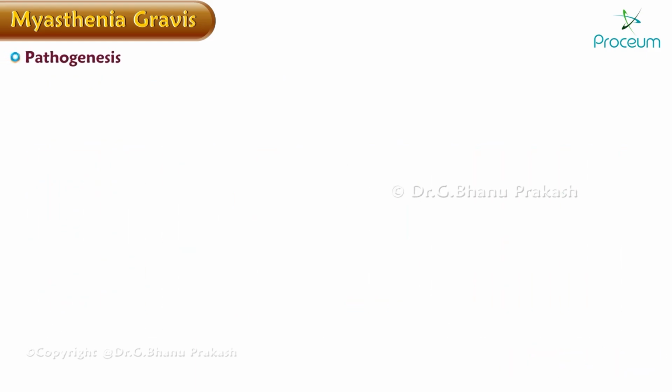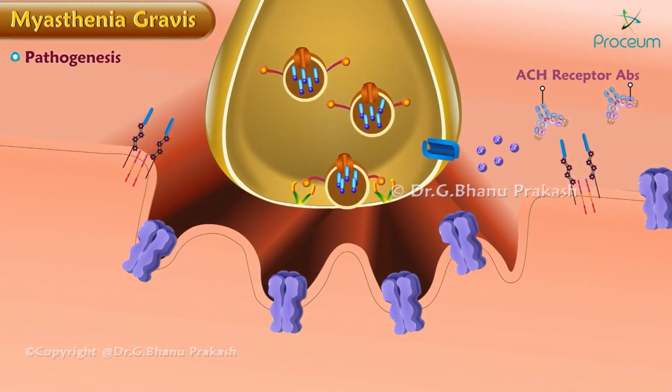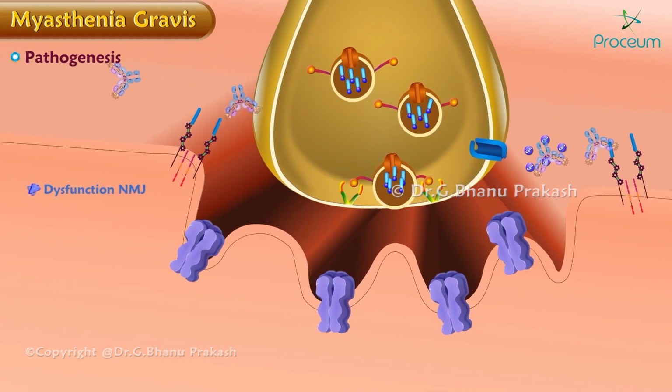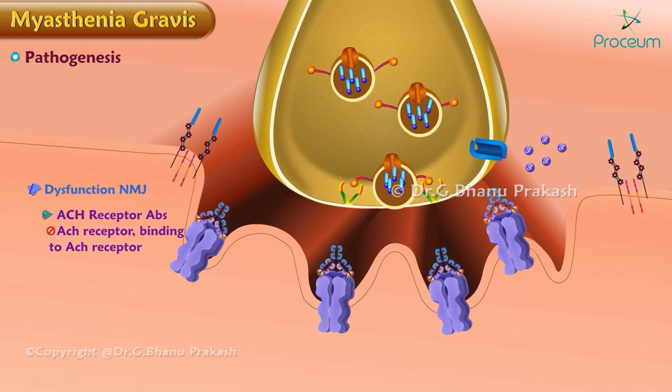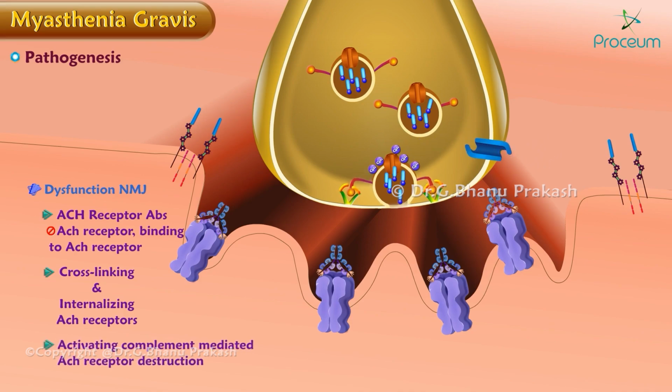Pathogenesis. 80 to 90% of patients with myasthenia gravis have autoantibodies against the acetylcholine receptor detectable in serum, and these antibodies are believed to play a central role in pathogenesis. At a cellular level, acetylcholine receptor antibodies cause dysfunction at the neuromuscular junction by blocking acetylcholine binding to the acetylcholine receptor, cross-linking and internalizing acetylcholine receptors, and activating complement-mediated acetylcholine receptor destruction. The acetylcholine receptor antibodies in myasthenia gravis are primarily immunoglobulin G1 and immunoglobulin G3.